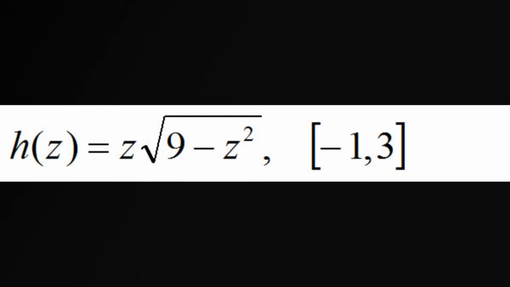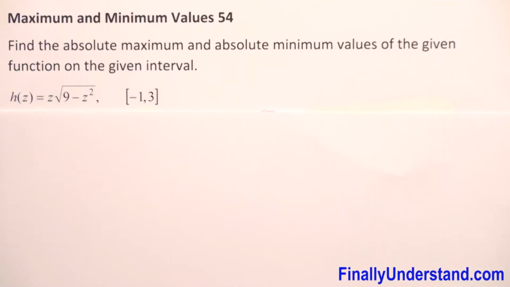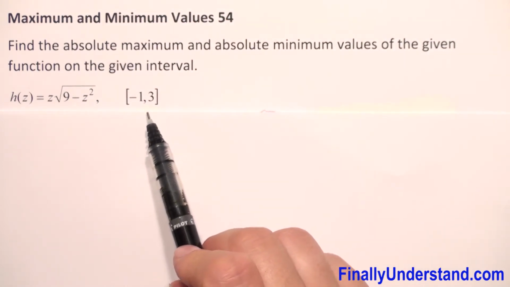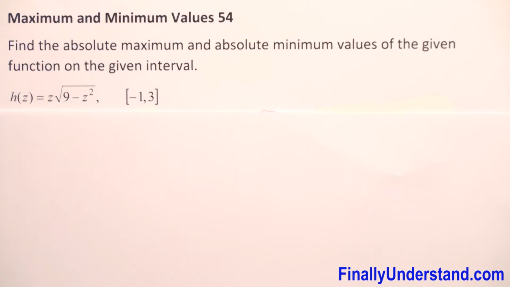We have a continuous function. To find the absolute maximum and absolute minimum, we need to find the critical points and the values at these critical points and at the endpoints, so for -1 and 3 of our function, and we have to choose the largest and the smallest values. So first, to find critical points, we need to find the first derivative.